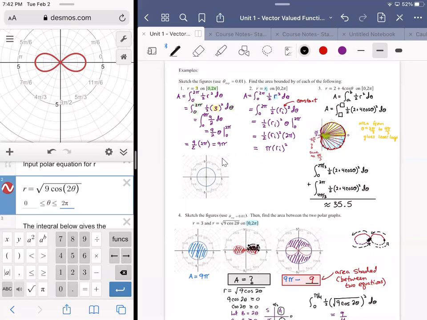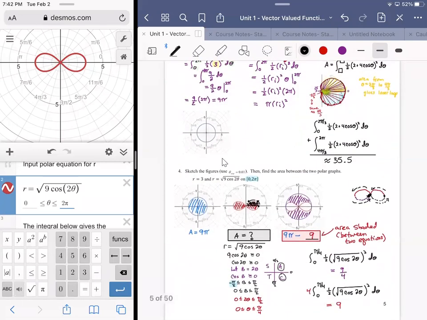Professor, can you scroll down just a little bit so I can screenshot that? Yeah, you got it. Thank you.